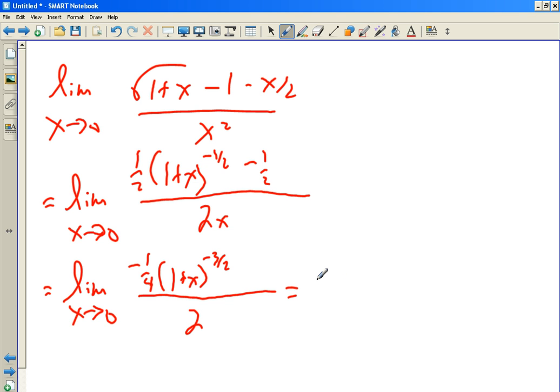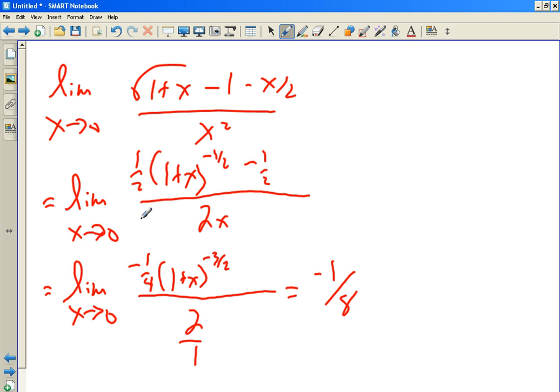No, you were right the first time. Negative 1/8 actually, because it's 1/4 divided by 2 or times a half, right? Multiply with the reciprocal. If you plug in 0, you get 1. 1 to anything is 1. It's in the denominator, big deal. Negative 1/4 over 2 is negative 1/8. Done. Okay, how about this one?